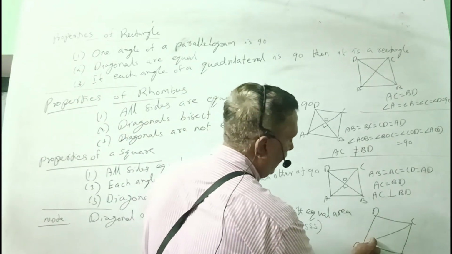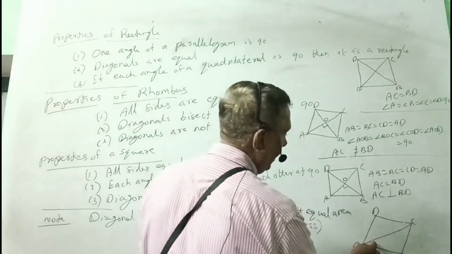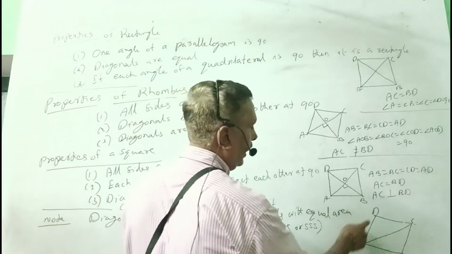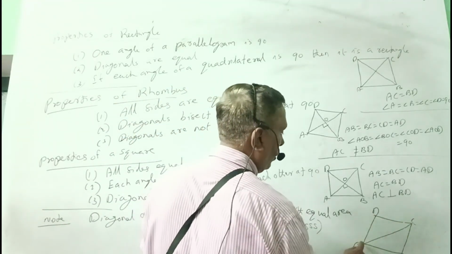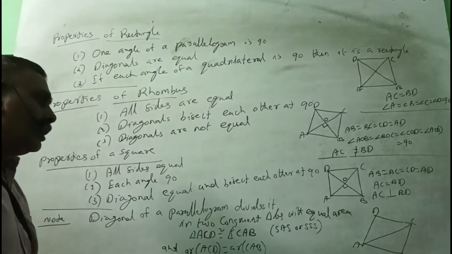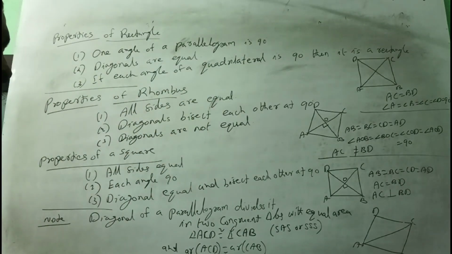For SAS, you take this angle, the alternate interior angle you can see, then AC common. For SSS, if you want, AD equals BC, CD equals AB, as well as AC common. You can use any one of these, so that both the triangles are congruent by SAS or SSS, and their areas are also equal. Congruent, we know, means one coincides with the other, so their areas are also equal. If any two triangles are congruent, then areas are also equal.